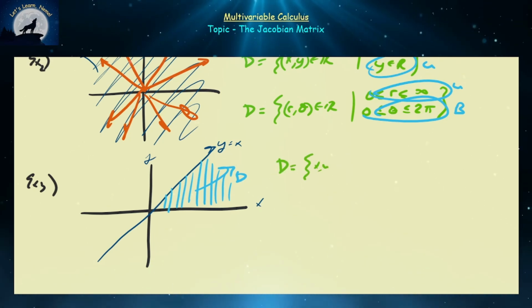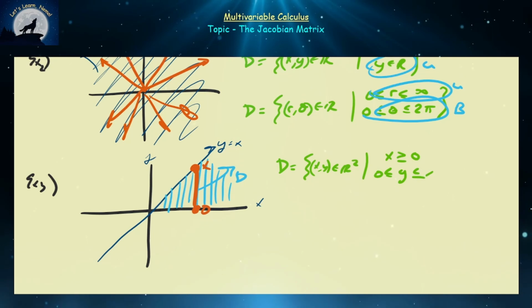So that would be the set of all x, y in R2 such that x is greater than or equal to 0. So let's assume that that is going to be our independent variable. So when I pick my particular value of x, y is going to range from 0 up to x. So that means 0 less than or equal to y less than or equal to x for that particular picture.